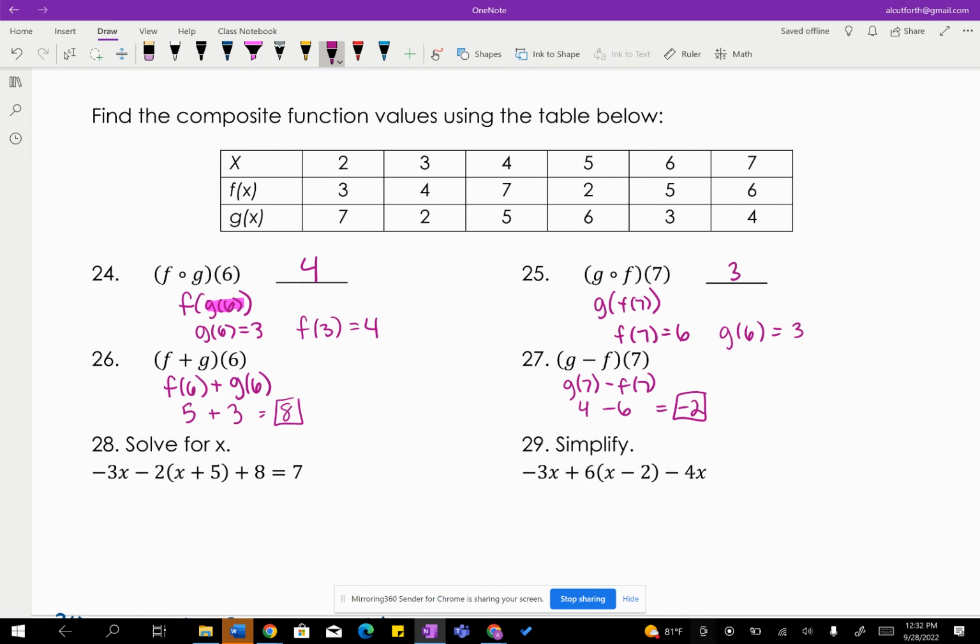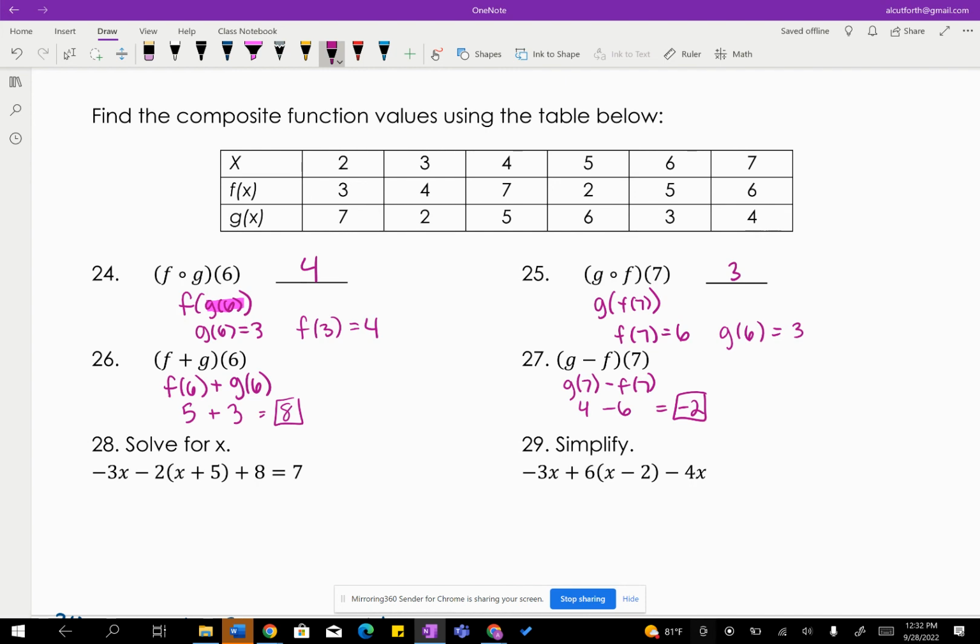25, you should have gotten 3. We start by plugging 7 into F. If we plug 7 into F, we should get out 6. Then we take that 6 and plug it into G because it's a composition. So we plug that 6 into G, we look at X equals 6, and G is going to be 3.